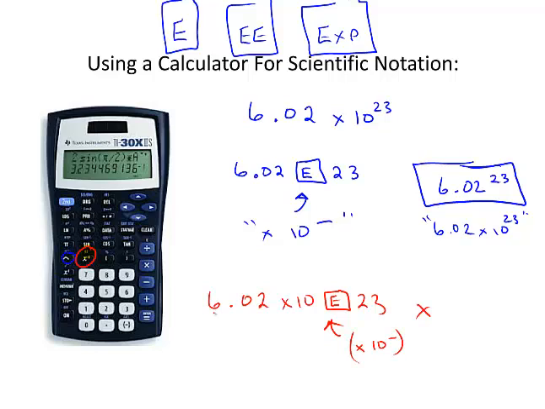So what they've done is they've done 6.02 times 10 times 10 to the 23rd power, and they end up being off by a factor of 10. So make sure that you recognize that if you hit that E button, it means times 10 to the power, and that will help you quite a bit as you go through your calculations.